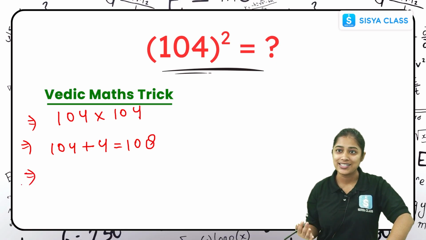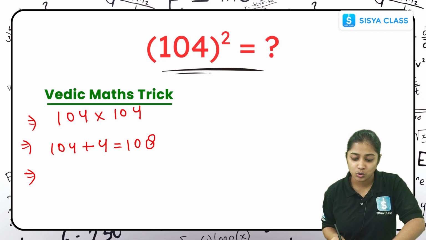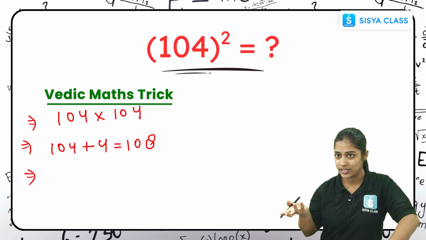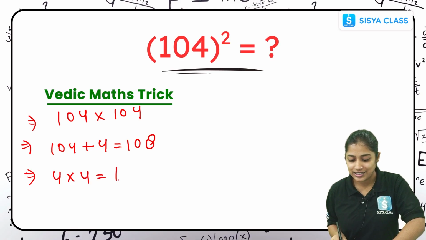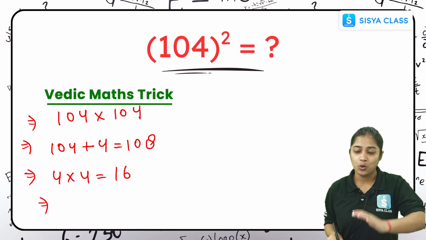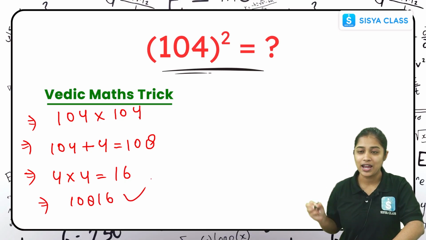Now, what is my second step? My second step is I will multiply the last two digits, that is 04 here, 4 itself. So, I will multiply 4 with 4. So, my answer is 16. Now I will write both the numbers together, that is 10816. So, this is my answer.